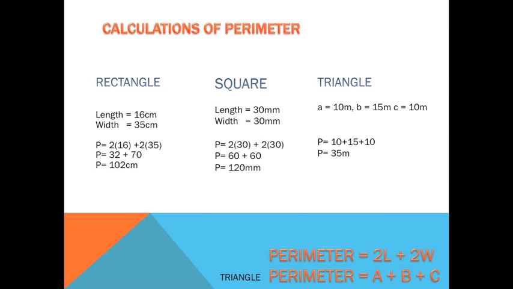Calculations of perimeter. Now in this section, you see those same 3 polygons, and you see that the rectangle and square have the same perimeter formula versus triangle has a different one, just like in calculations of area. With the rectangle and square, the formula is perimeter equals 2 times length plus 2 times width. Now with the triangle, perimeter equals A plus B plus C, where A equals one side, B is the base, and C equals the other side.